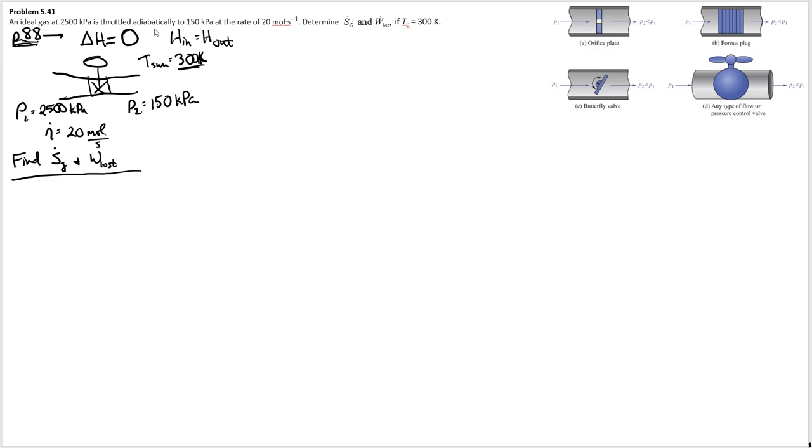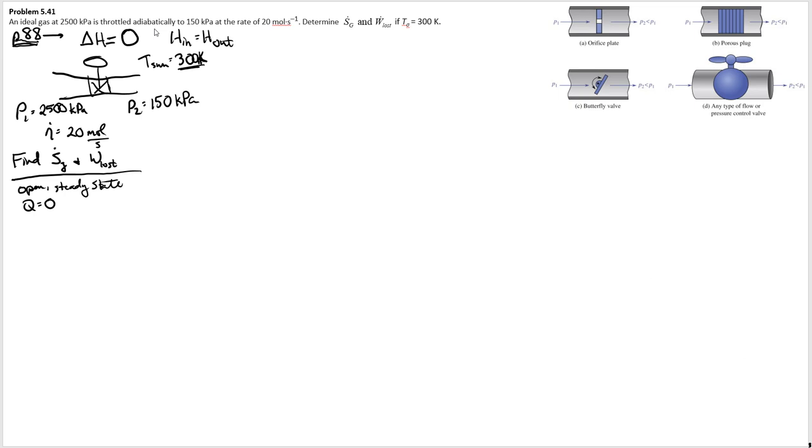Got a little schematic here for what it's worth. Partially open valve. We want to find S gen and lost work. This is an open system, right? It's open system, steady state. Adiabatic means it's perfectly insulated. There's no heat loss, right? There's no heat loss. So one of the questions: why aren't we given a temperature?